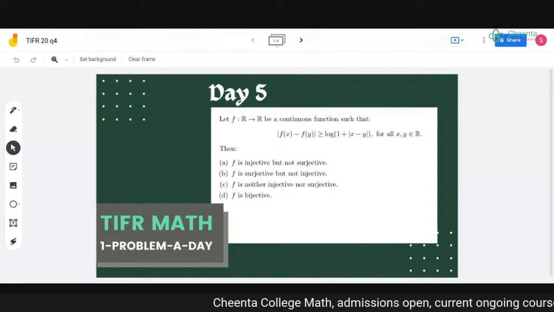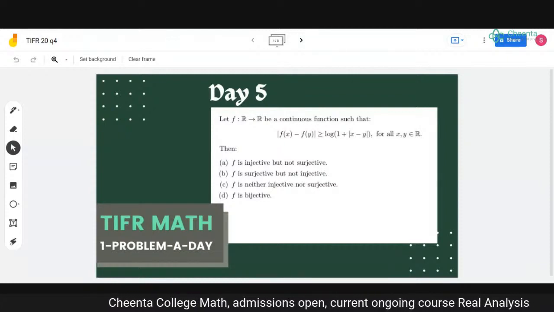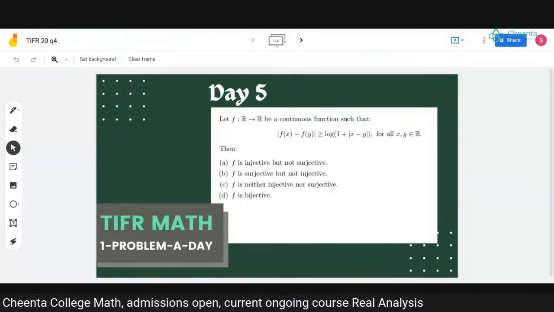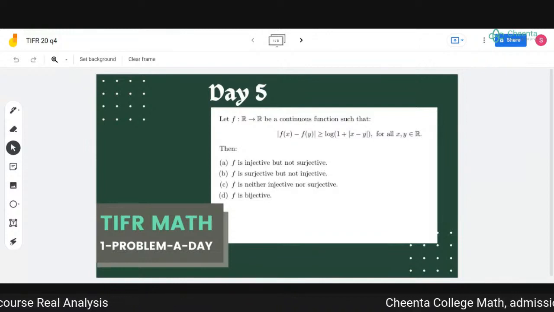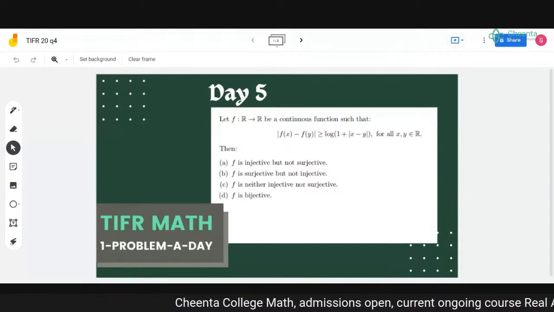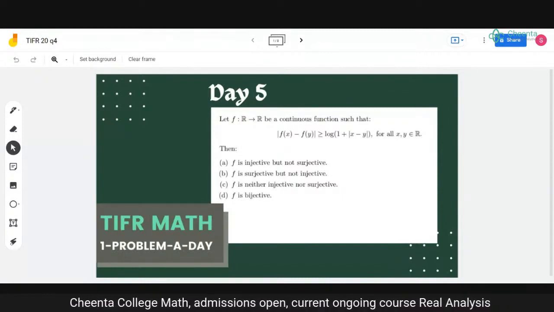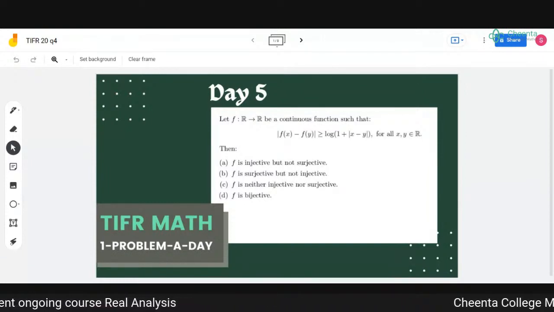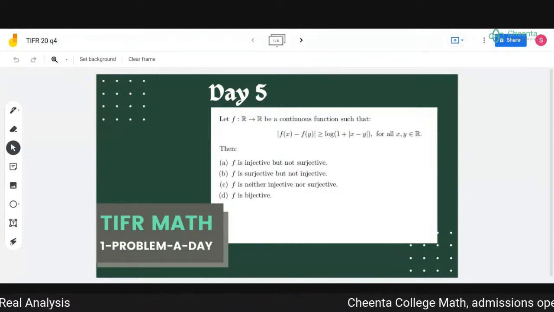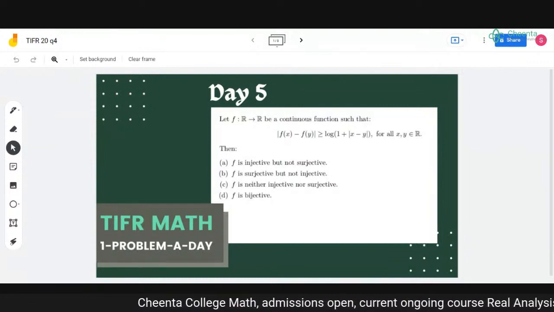Hello all. So today we will be discussing one of the problems from TIFR 2020. This problem is pretty similar to the problems that we have solved in recent times, and it actually has a lot to do with continuous functions being strictly monotone.